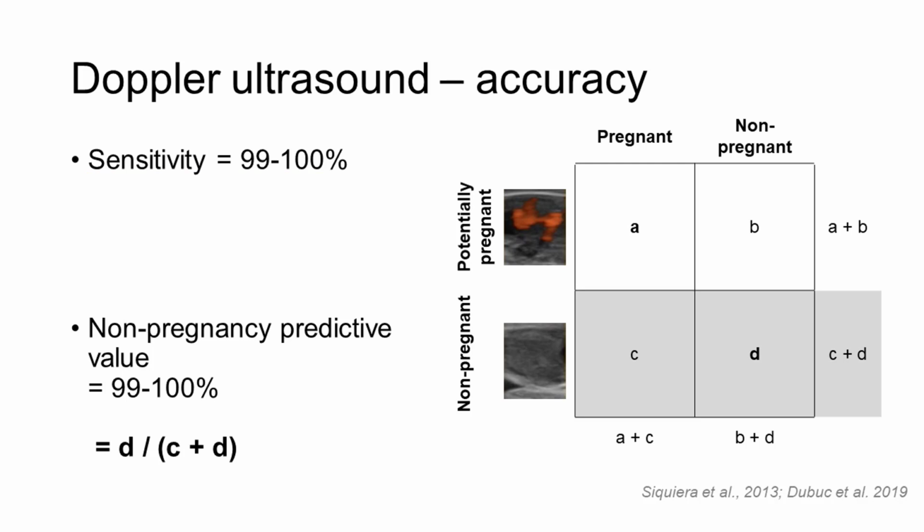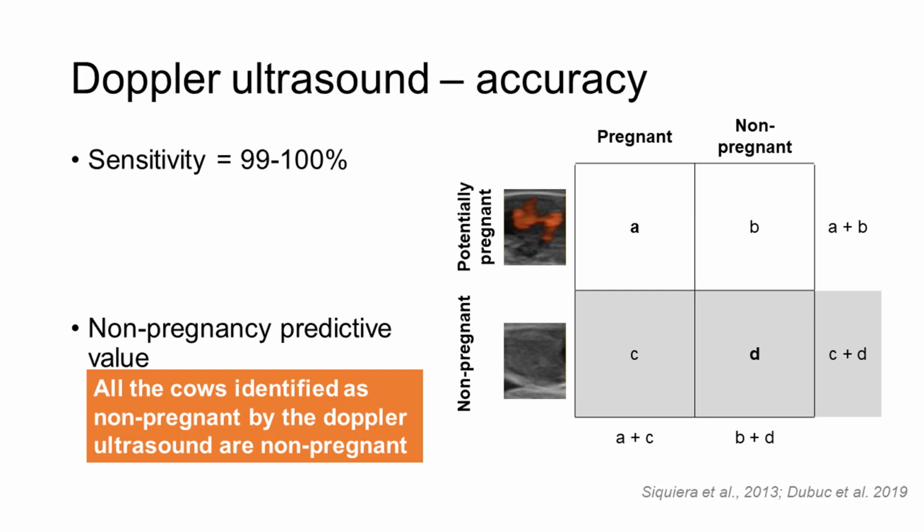The non-pregnancy predictive value is the proportion of cows identified as non-pregnant by the Doppler ultrasound that are indeed non-pregnant. We do not, indeed, want to identify pregnant cows as non-pregnant, which we obtain here with a non-pregnancy predictive value of 100%. An important characteristic of predictive values is that they are influenced by the prevalence of the condition. In the studies reported here, 37 to 40% of the cows were pregnant. Therefore, predictive values in different populations could be marginally different.